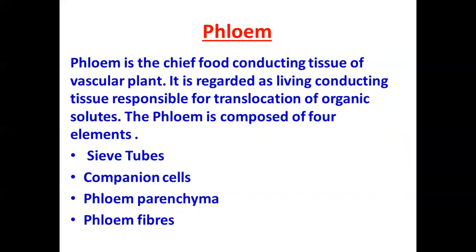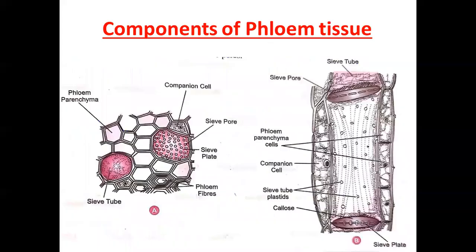So one by one we will understand what is sieve tube. Sieve tubes, you will understand easily with the help of diagram. So if you will see the structure of sieve tube, the second one, which is indicating sieve plate, sieve tube, sieve pore. So that is the diagram of sieve tube. So what is the sieve tube?